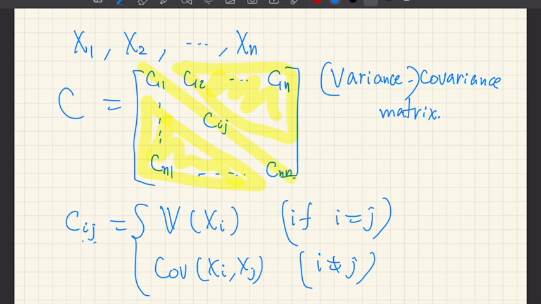As you can see from the definition, if you swap the order of xi and xj, or xj and xi, the covariance should be the same. So it's symmetric. This is a symmetric matrix. In other words, Cij is equal to Cji.